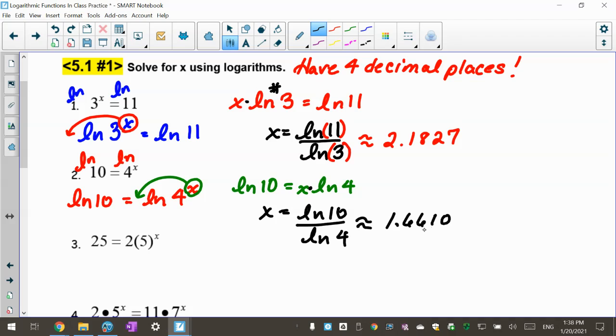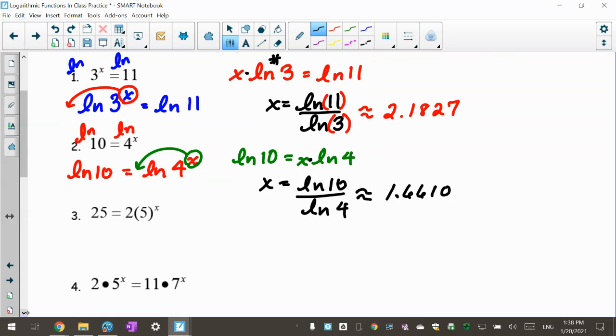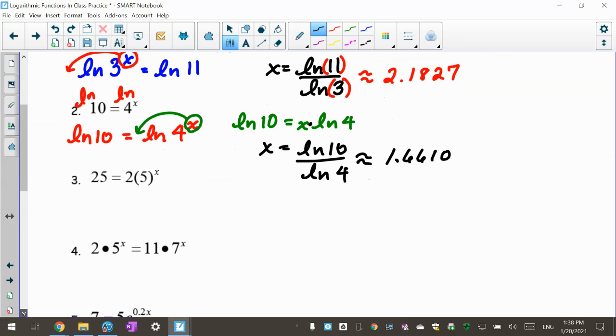I said, take this number or the answer that's left and plug it back in here and see if you get close to 10, or plug it back in here to see if you get close to 11. It might give you the exact number, but sometimes it's really close because we have rounded. Okay, let's try number 3.